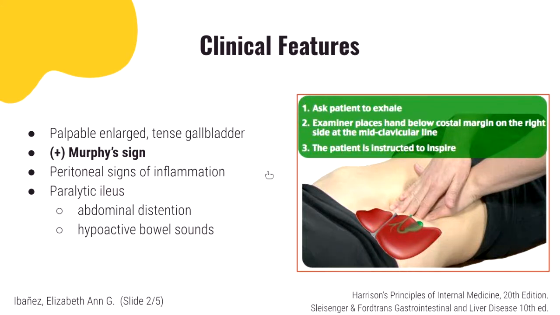An increased pain and inspiratory arrest upon subcostal palpation is positive for Murphy's sign, and it is suggestive of peritoneal inflammation. Symptoms of paralytic ileus, such as abdominal distension and hypoactive bowel sounds, are also present.